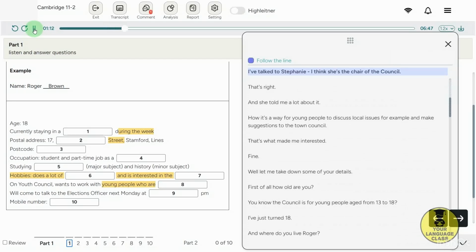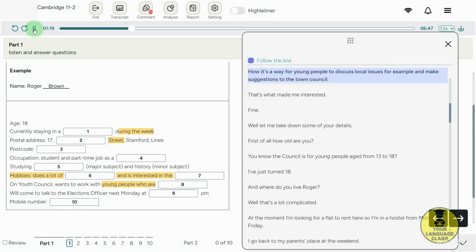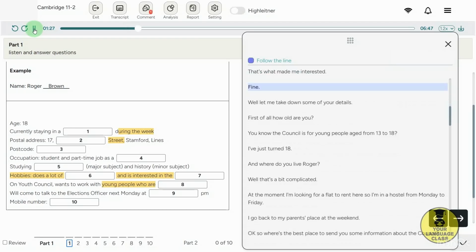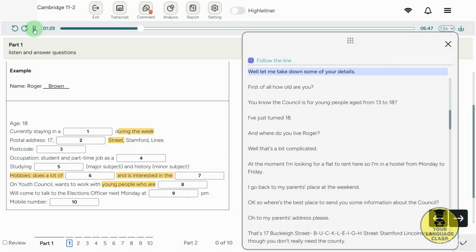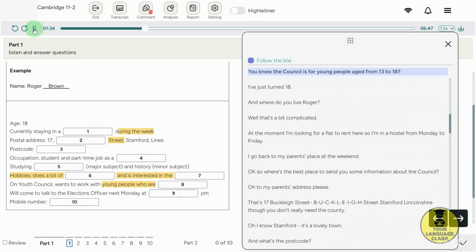I've talked to Stephanie. I think she's the chair of the council. That's right. And she told me a lot about it. How it's a way for young people to discuss local issues, for example, and make suggestions to the town council. That's what made me interested. Fine. Well, let me take down some of your details. First of all, how old are you? You know the council is for young people aged from 13 to 18.